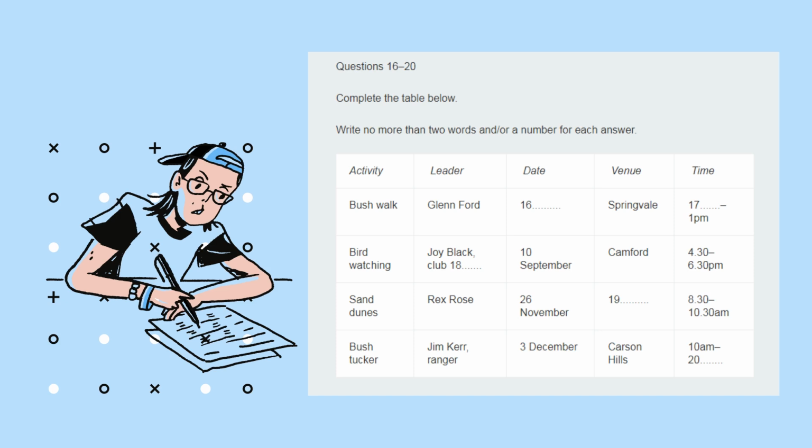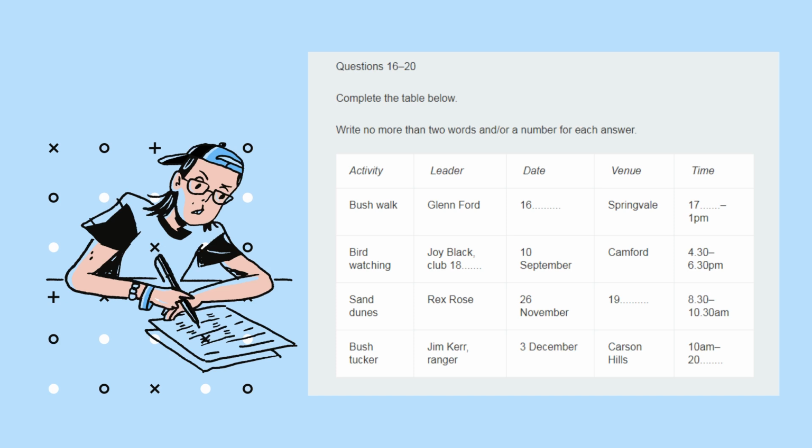Next up is the trip to the sand dunes on the 26th of November with Rex Rose. A bit of an early start, especially for those of you with a fair way to travel, but we'll meet at the observation hut at 8:30. That's the observation hut, 8:30 till 10:30. And even at that time of the morning, it'll be very hot, so come prepared.